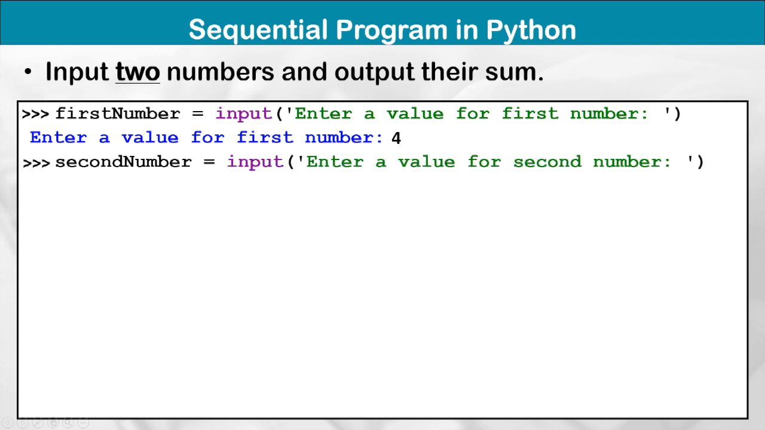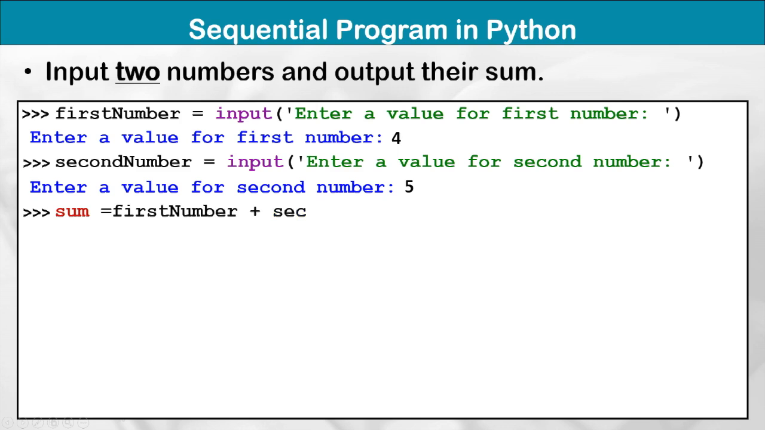Then ask the user to input second number by typing second_number is equal to input, with "Enter a value for second number" as a prompt. The user types 5 as the second number. Next, type the instruction sum is equal to first number plus second number.